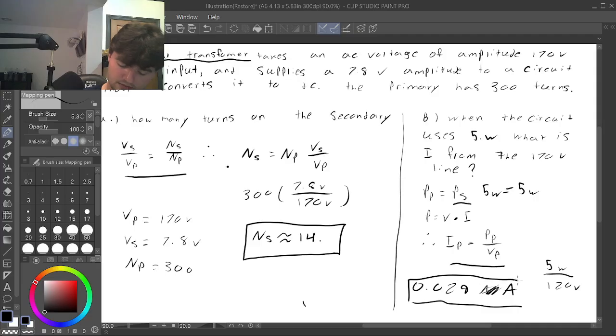So the amplitude on the 120 volt line is 0.029 amps, or 29 milliamps.